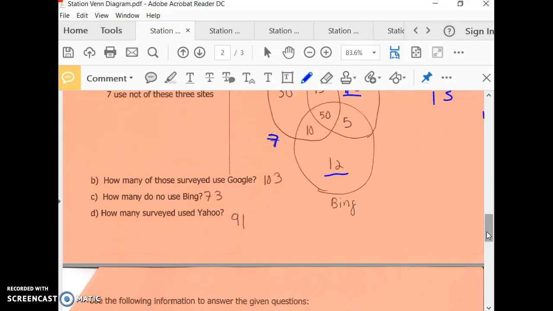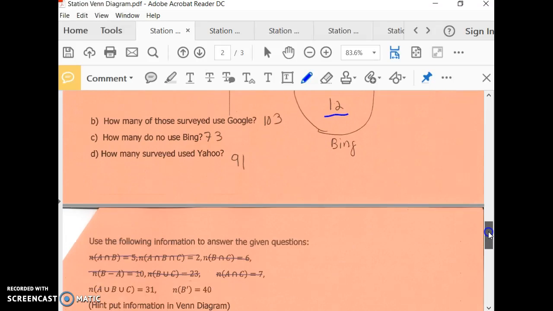I know this. How many of those surveyed use Google? I added all those up. That's 90 plus that, 103. How many do not use Bing? This is Bing. Everything on the outside, which is 73. And then how many surveyed use Yahoo? All of that right there.